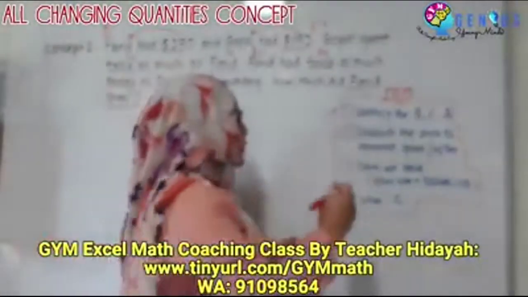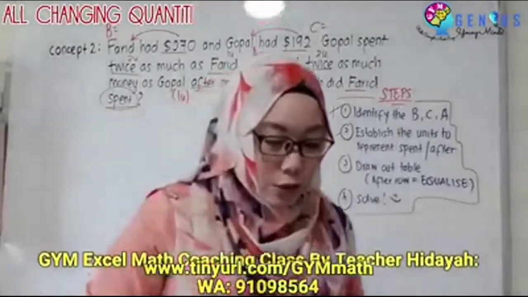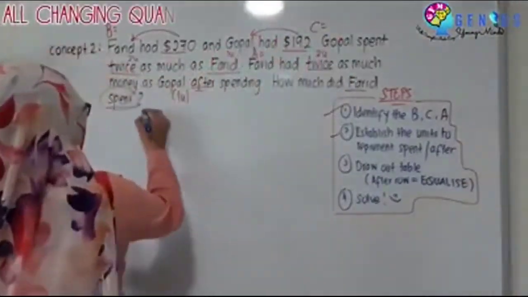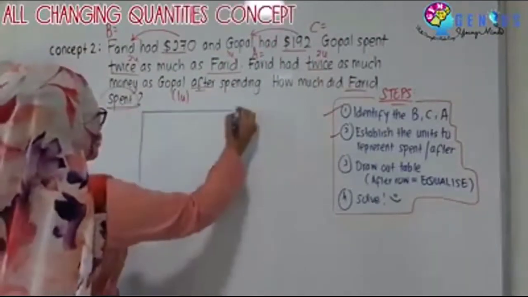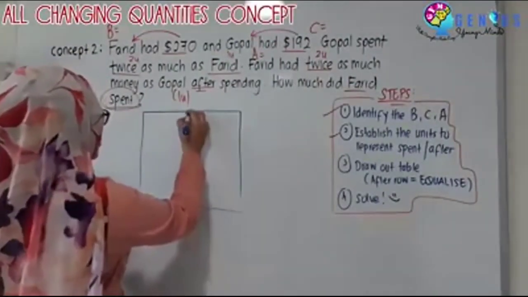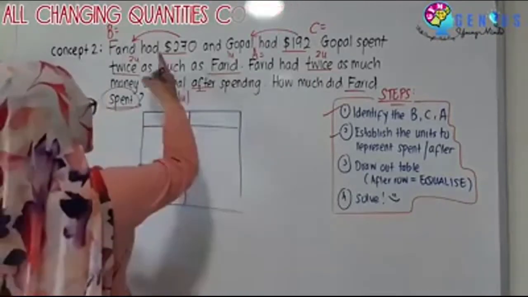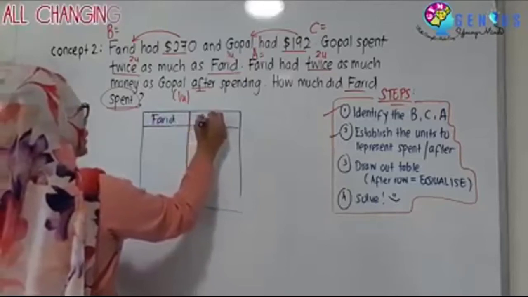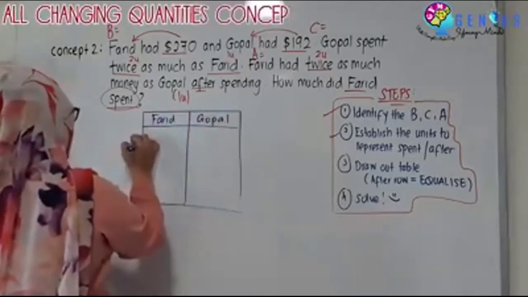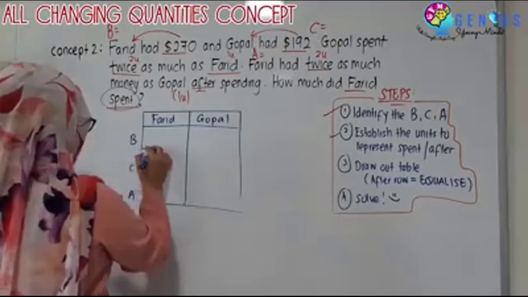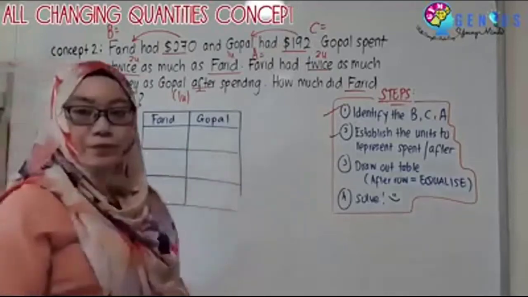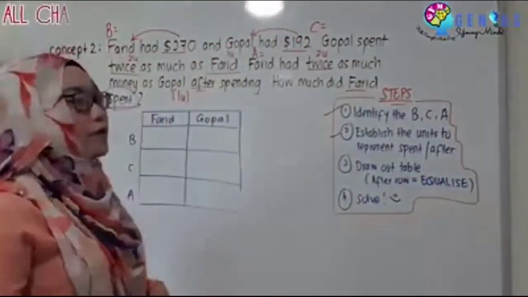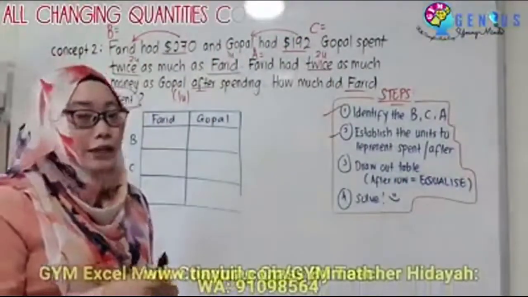So we are done. Now we draw out the table. Okay, so now let's draw out the table. So all changing quantity table, there will be 2 columns. The first person here is Farid. Then we have Gopal. Then we have our B, our C, and our A. Then we draw out the lines. Okay. Then we fill it up with the information that we have already underlined, identified earlier on.